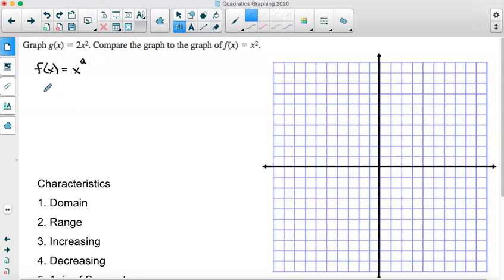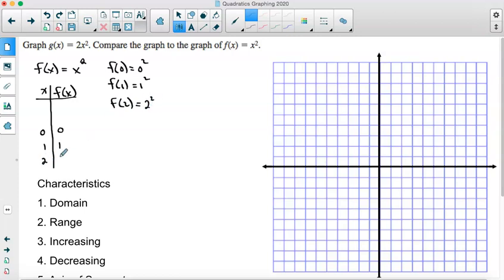All right, and I'm going to make myself a little xy table here, or an f of x table. I'm going to start with 0. So if I plug in 0 into my function, f of 0 equals 0 squared, and I'm just going to show you a few of these, how I get this, and 0 squared is 0. F of 1 is 1 squared, and 1 squared is 1. F of 2 is 2 squared, and 2 squared is 4. Right? And I'm going to put these in parentheses. Anytime you substitute in for a variable, I probably get in the habit of putting those parentheses.